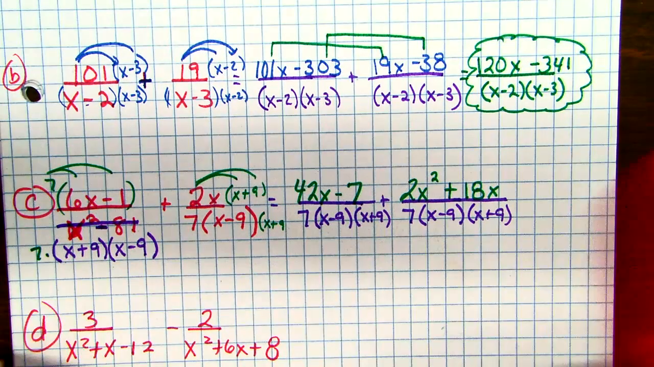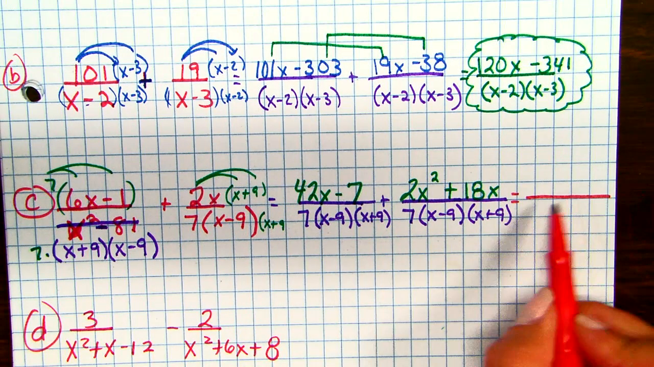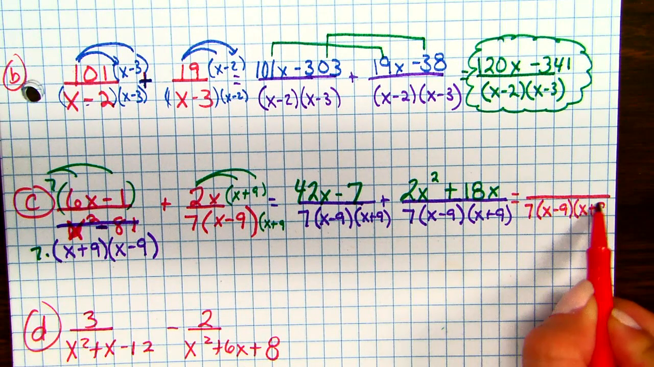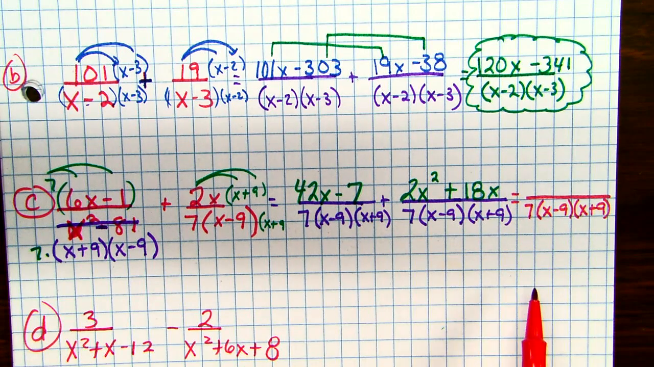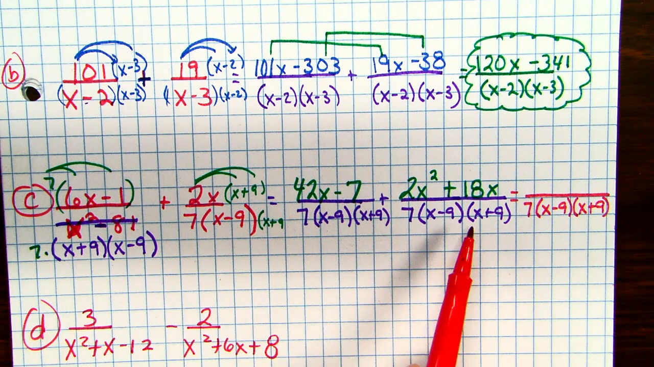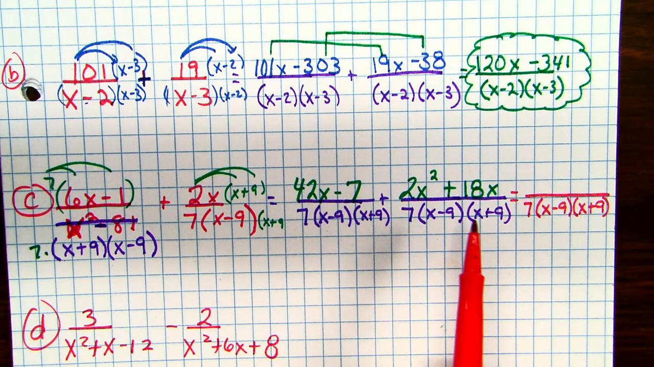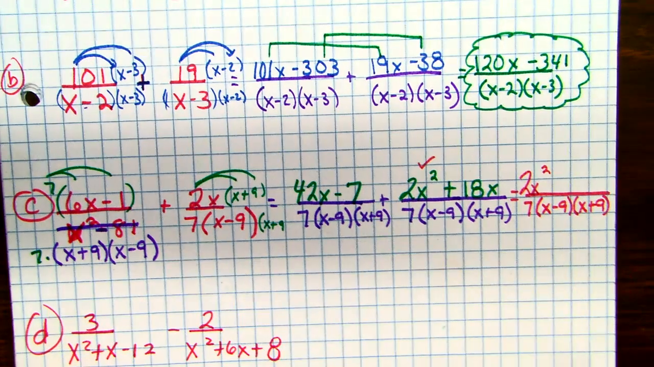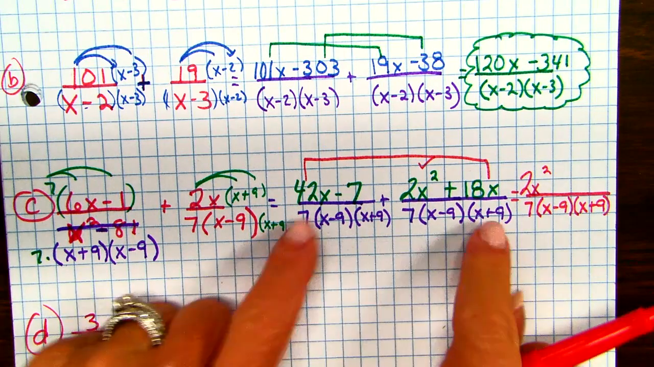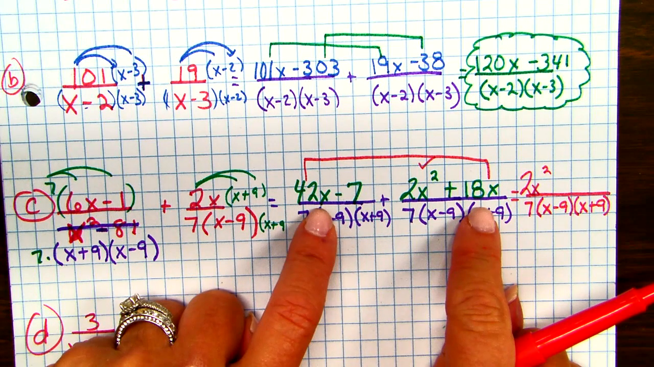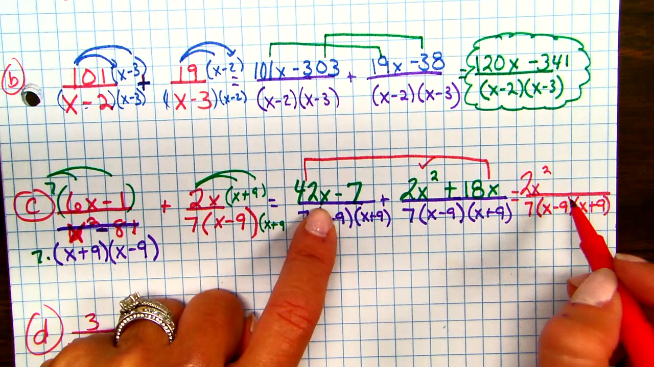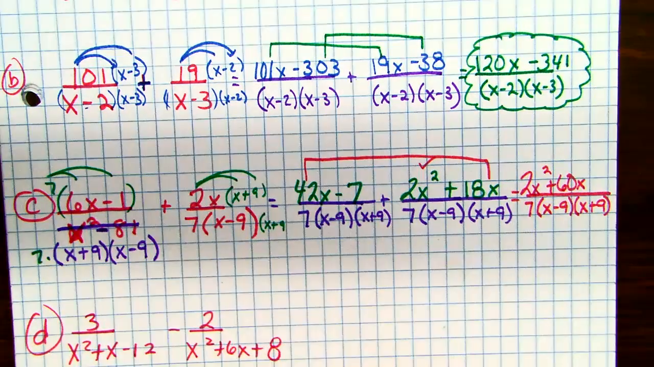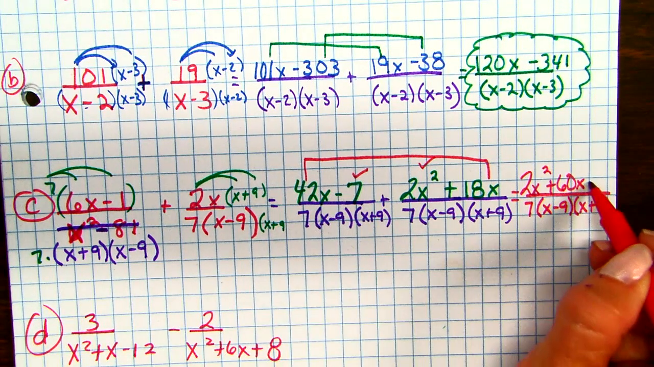Now we're just going to put it all together. We already know our denominator, right? It'd be 7, x minus 9, x plus 9. And let's put our answer in standard form. Remember, standard form, guys, is your biggest exponent first and then going down from there. So I'm going to start with my 2x to the second power. Then I'll do my x to the first powers, and they are alike. 42 plus 18 would be 60, yes, plus 60x. And then we have minus 7.